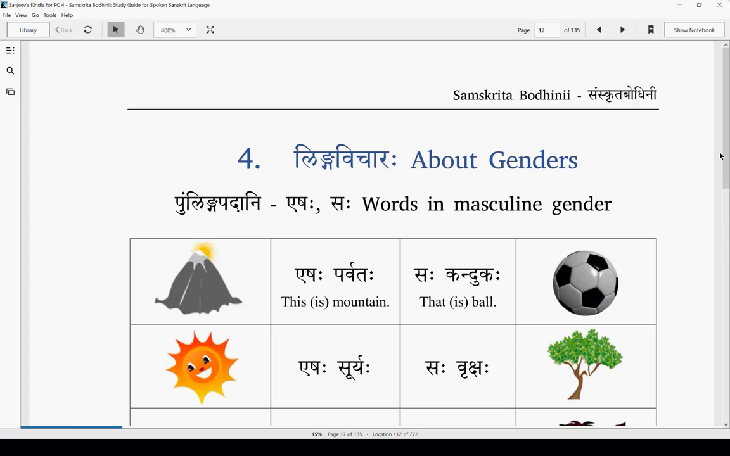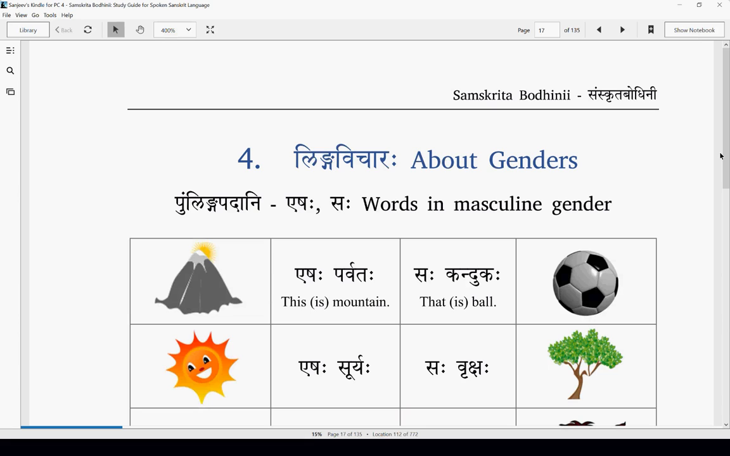Sometimes it might indicate, but mainly as per the language goes, here we are talking about the lingam or the gender of a word. Like Eshaha Parvataha. Here also there is a murdhanya shakara, Eshaha Parvataha. And then there is Saha Kandukaha. These are all masculine words.